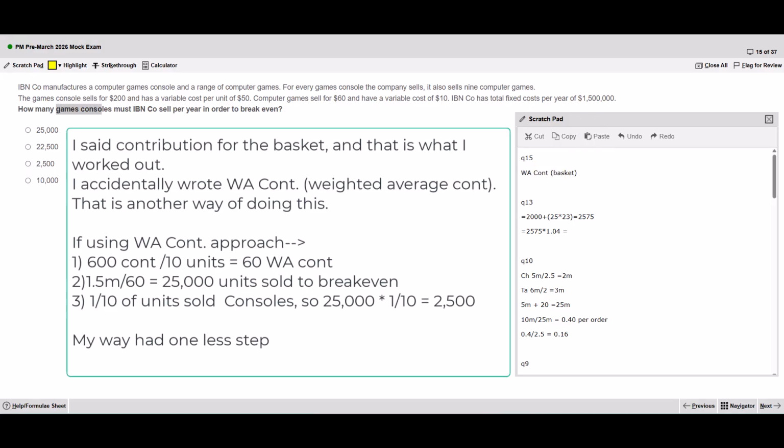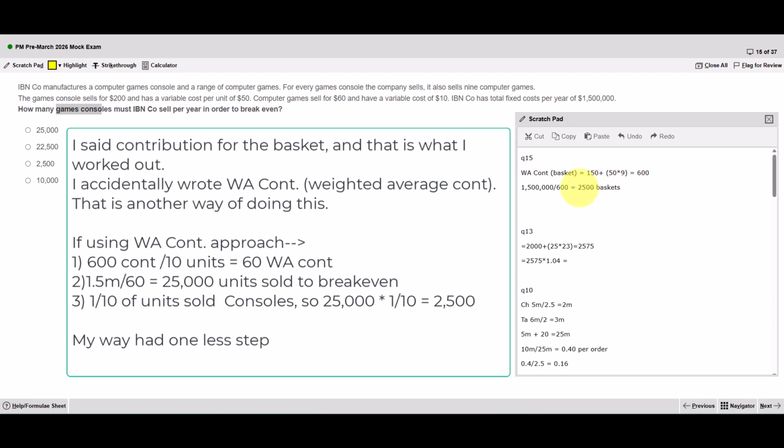So this basket I just mentioned, we work out the contribution. And so in the basket, which has the 10 items, there's 1 console, which is 200 it sells for with costs of 50. So our contribution is 150. And then for the computer games, they sell for 60 with a cost of 10. So that's 50, but there are 9 in a basket. So the contribution for a whole basket is 600. Our break-even point is 1.5 million. 1 basket gives us 600. So that means we need to sell 2,500 baskets in order to break even.